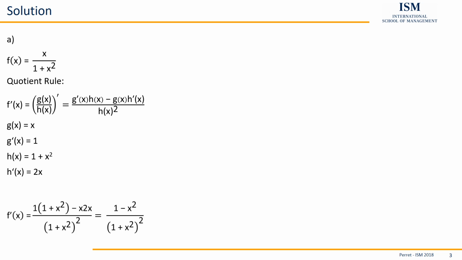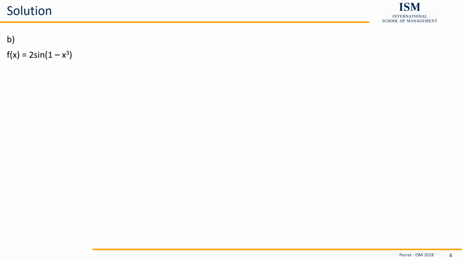This looks as follows. Then we can just summarize, especially the part above the fraction line, giving us here 1 minus x squared divided by 1 plus x squared in parentheses squared. Well, this then already concludes the first part. We continue with the second function.